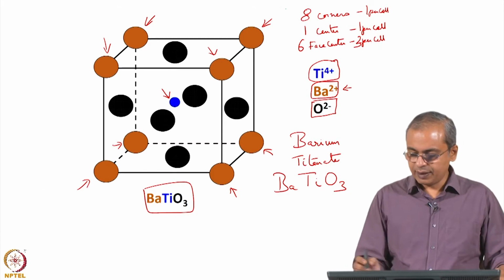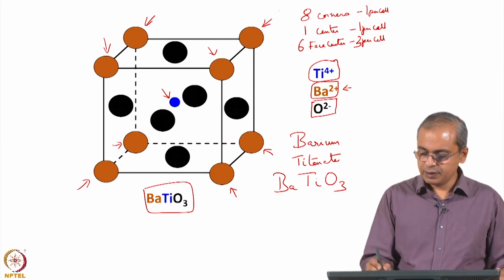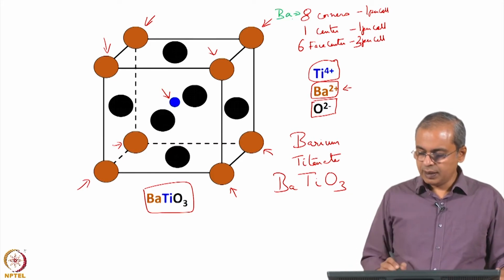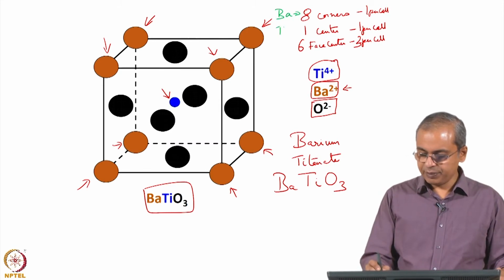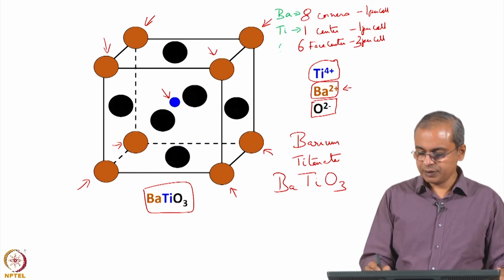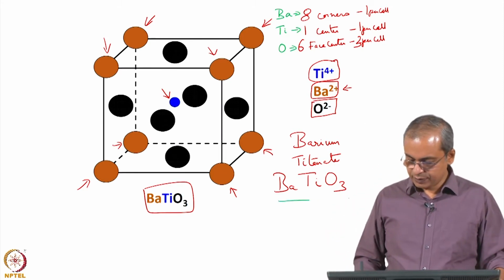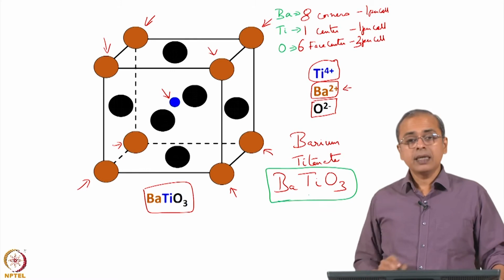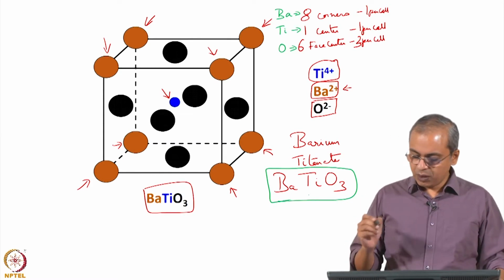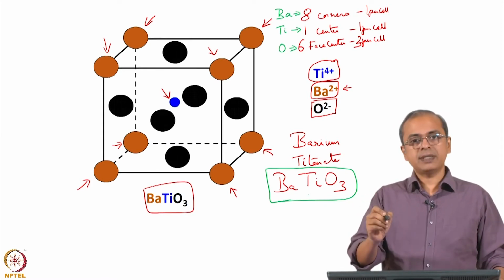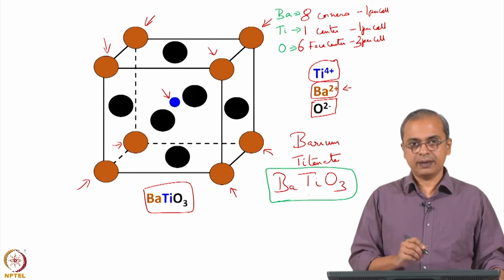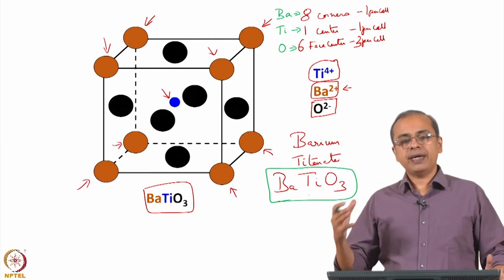So, you get barium from this, then you get titanium from this and oxygen from this. So, that is how you get your BaTiO3. Now you have positive charges in this unit cell, and you have negative charges.